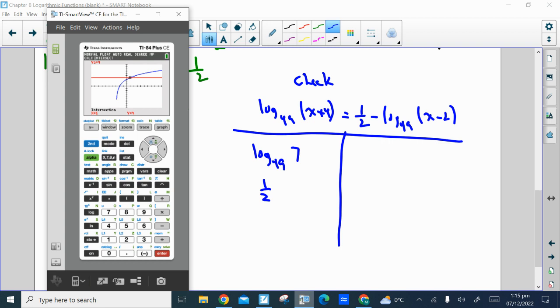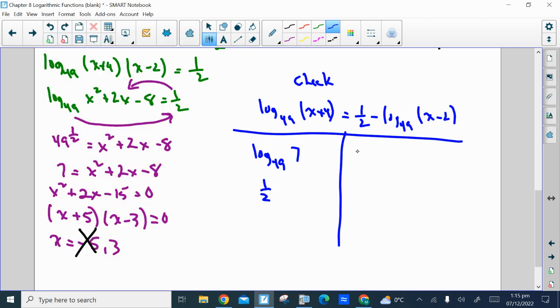But you can also use your calculator to figure out what that is. Either you use the log function, log base 49 of 7, or you can use the change of base identity, the log of 7 over the log of 49. Either way, you'll get 0.5.